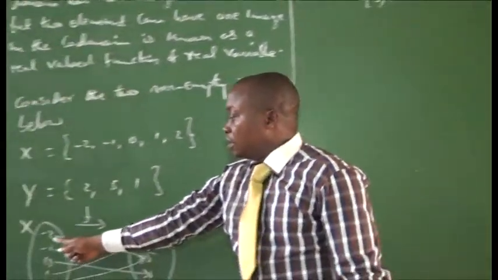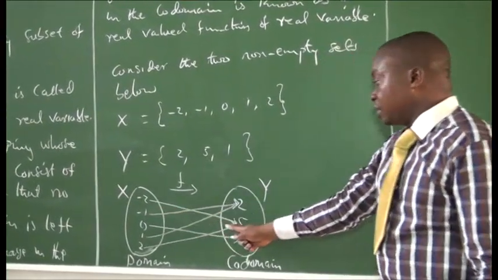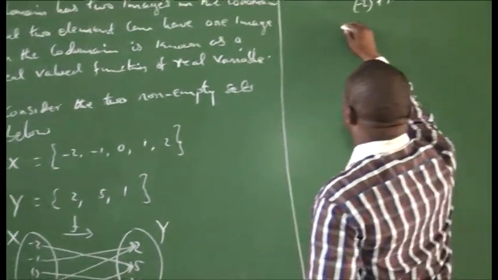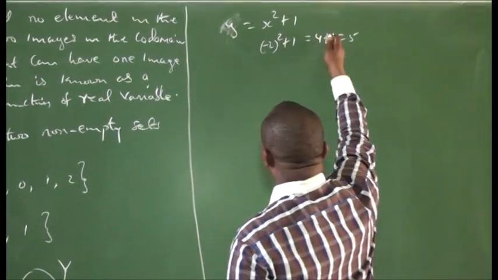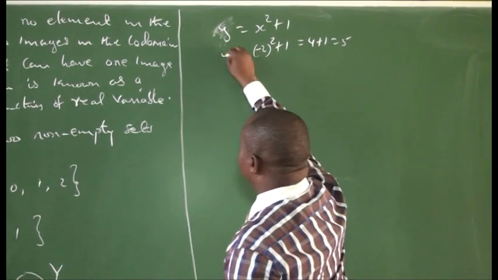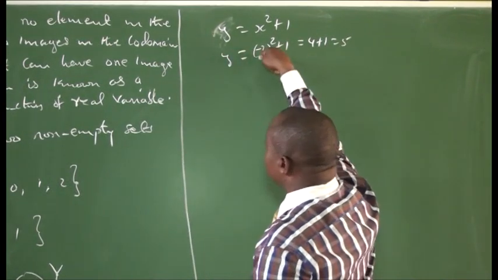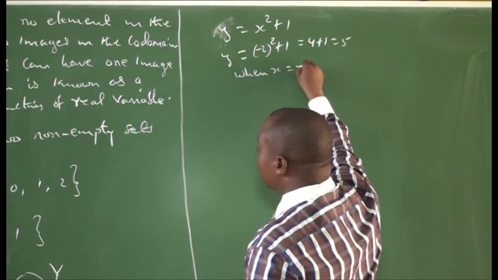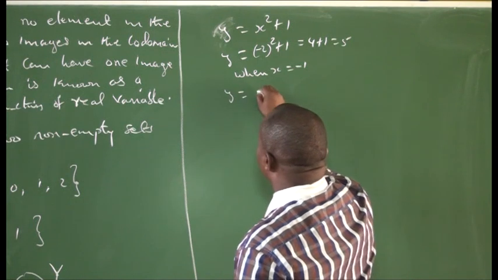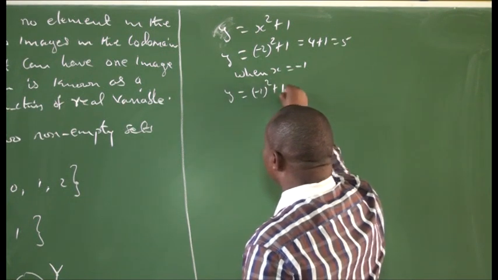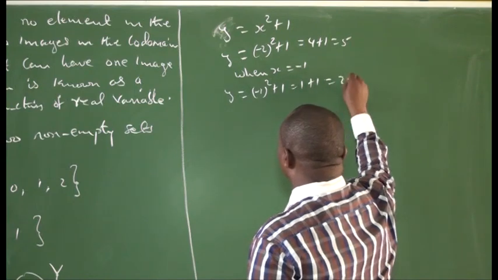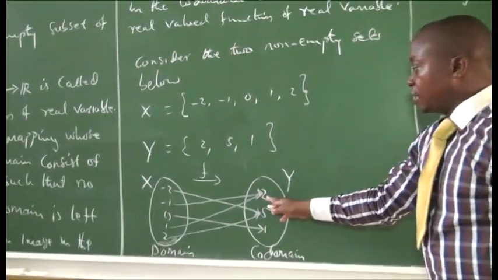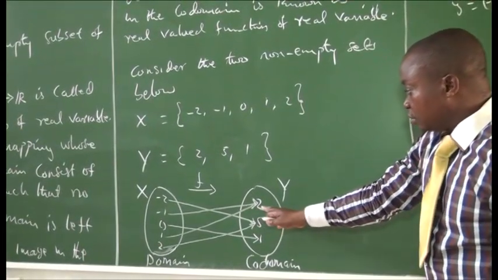You now see minus 2 is directed, the arrow is directed to 5. So it means that when x is minus 2, y is 5. All right. Now, when x equals minus 1, we have that y will be equal to minus 1 squared plus 1, which is 1 plus 1, and it gives us 2. So at x equals minus 1, the arrow directs to 2.